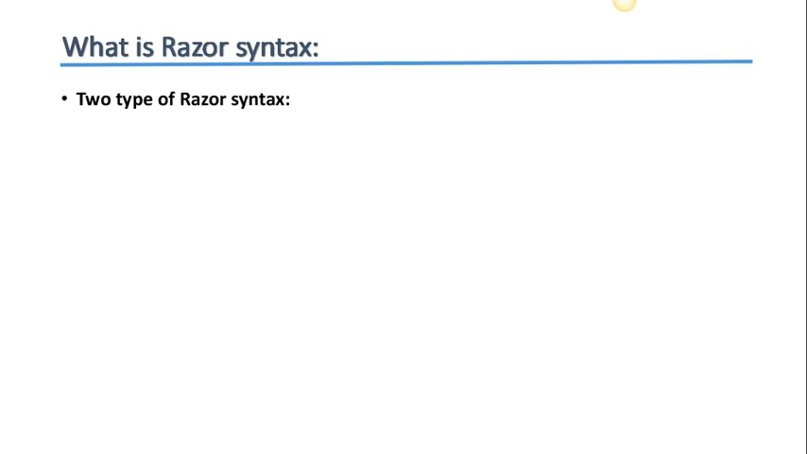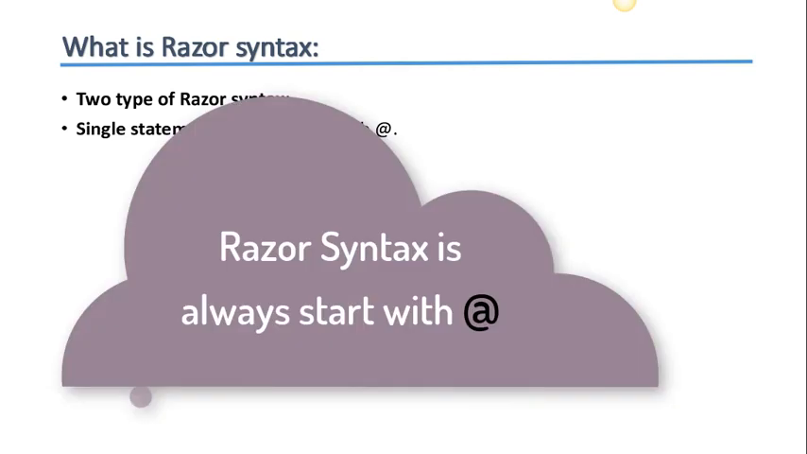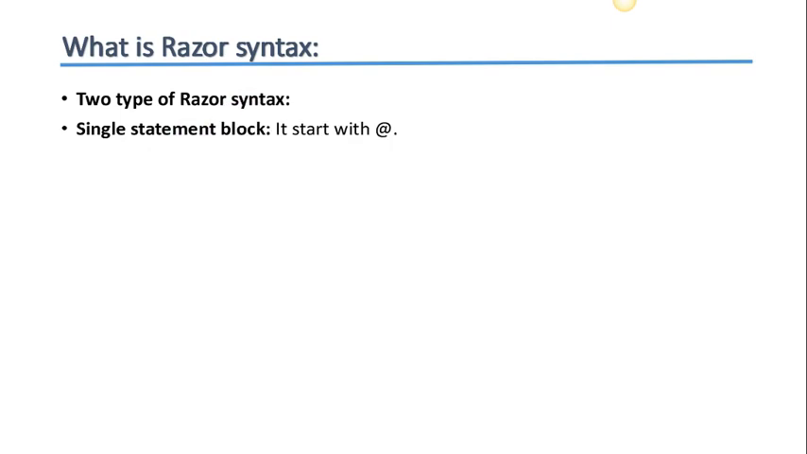So there are two types of Razor syntax. First we can say single statement block, and first you need to remember Razor syntax always starts with @. Razor syntax always starts with @. So first we are going to learn the single statement block.